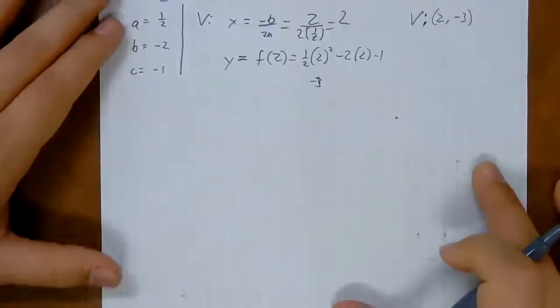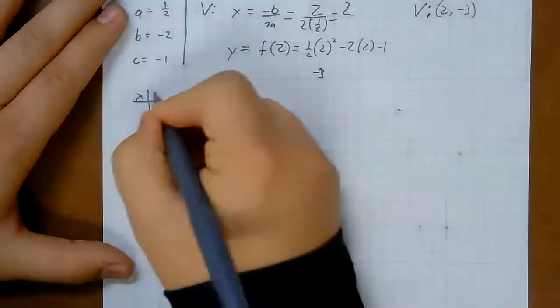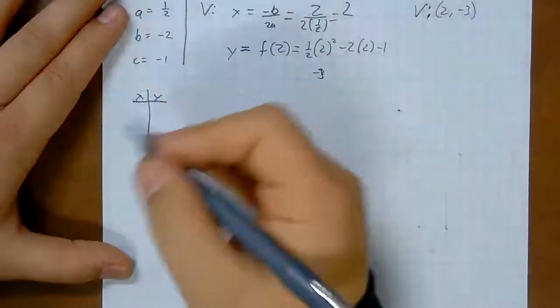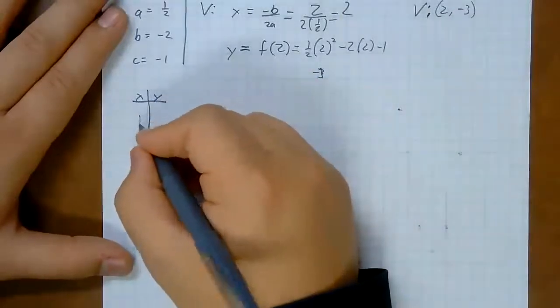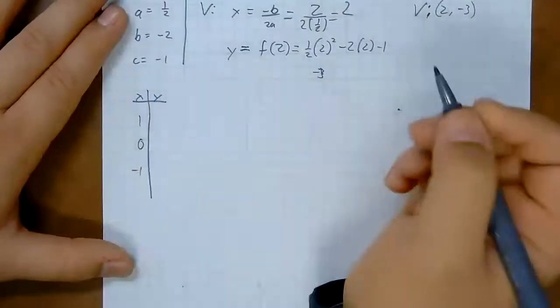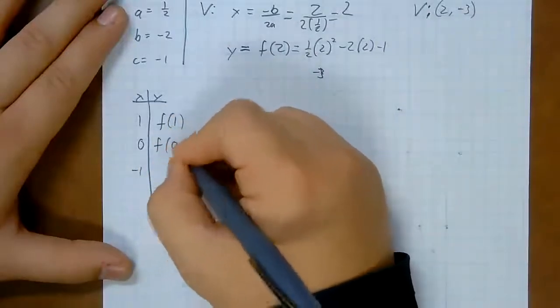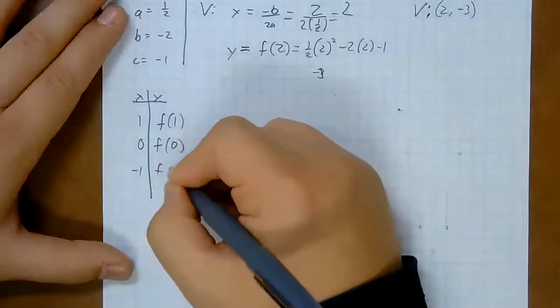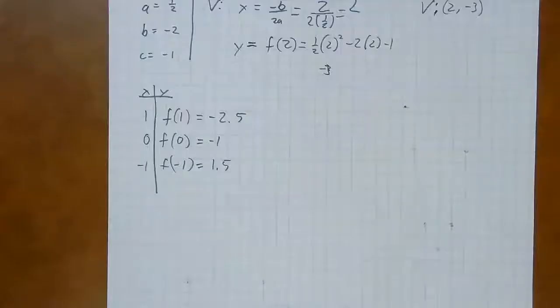Let's start our table. We want values that are close to 2, right? x, y. We can either go to the right or to the left. We've gone right the last two times, so let's go left this time. We're going to go 1, 0, negative 1. So just find f of 1, f of 0, f of negative 1. So we got negative 2.5, negative 1, and 1.5. Let's graph it.